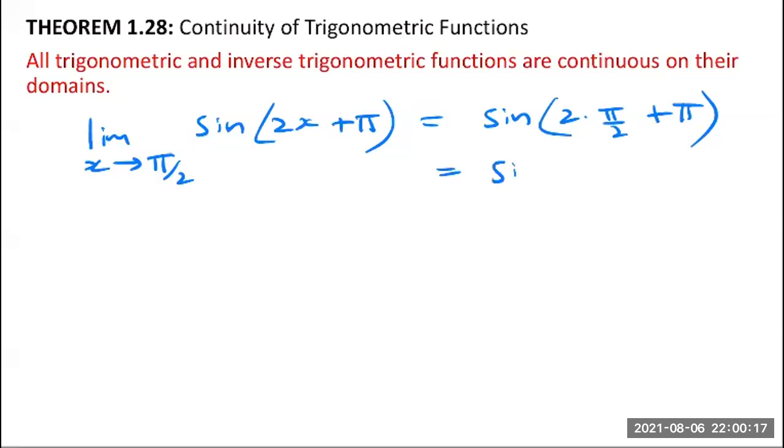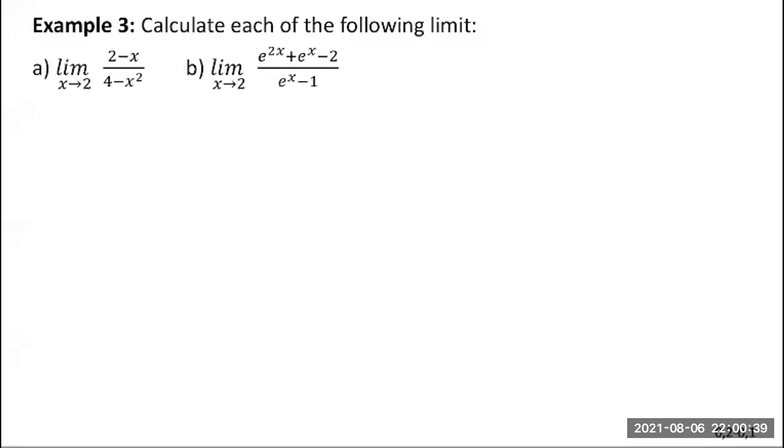This would be sine 2 pi. Okay, sine 2 pi is 0. All right. Now let's look at some examples.